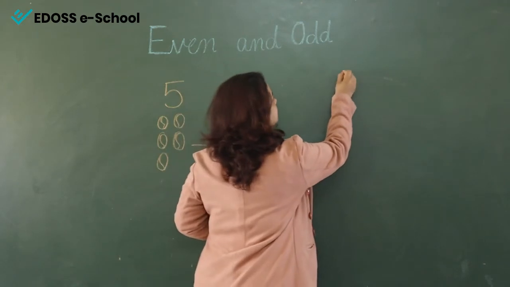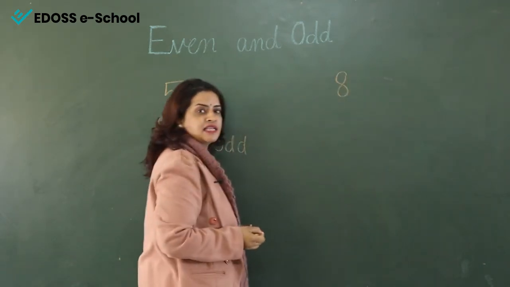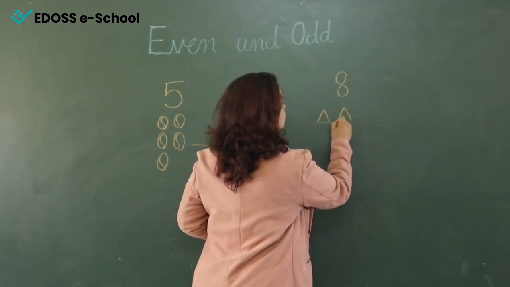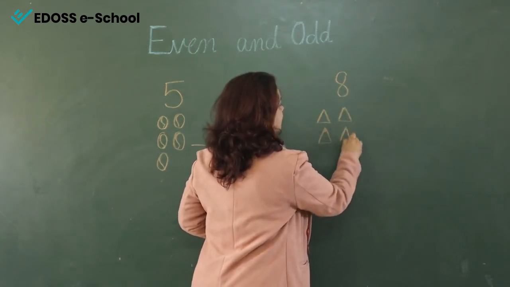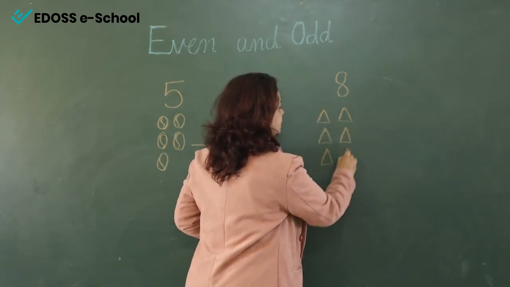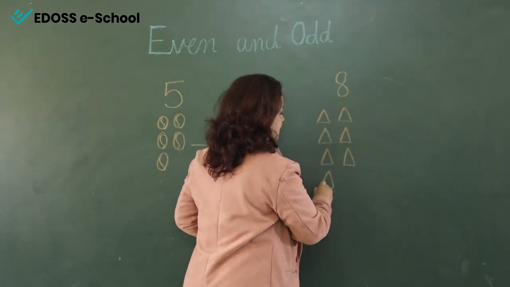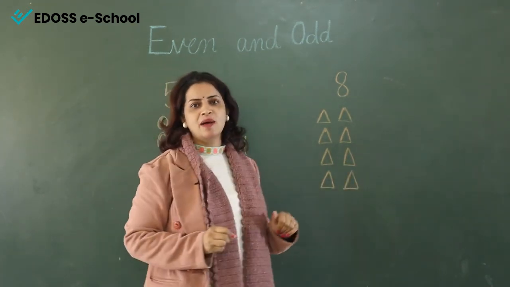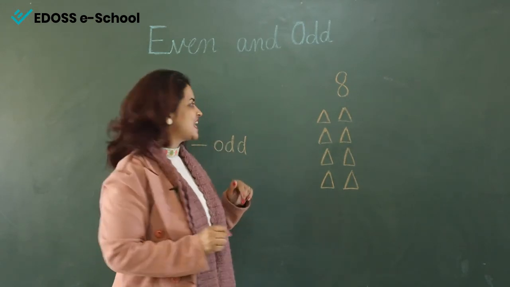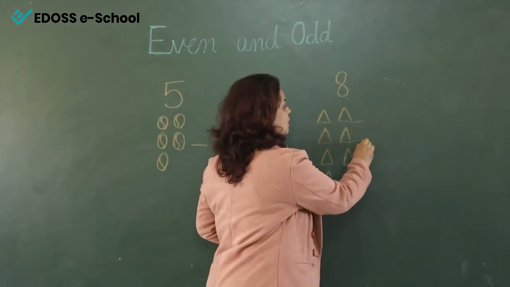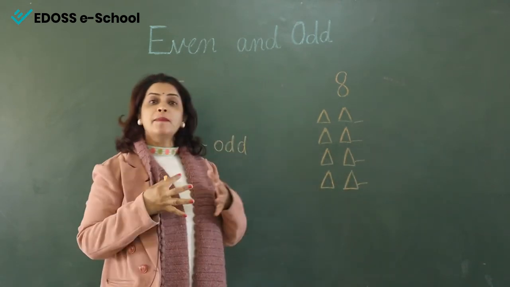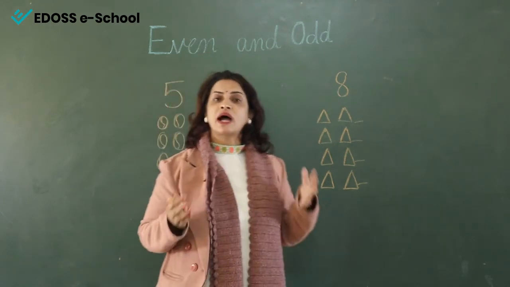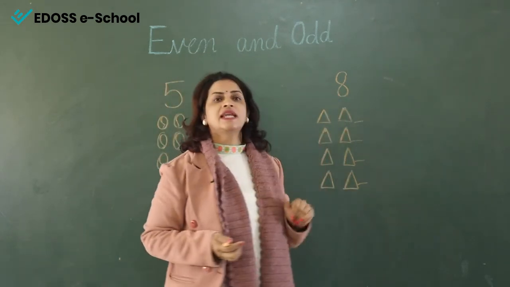Now, I will give you another number. This is number 8. So, let us draw something. 1, 2, 3, 4, 5, 6, 7 and 8. Now can you tell me whether 8 is an odd number or an even number? Exactly, it is an even number because all the sets are having a pair for themselves. That means it is a complete set. They have pairs, they have partners for themselves. So 8 is an even number.